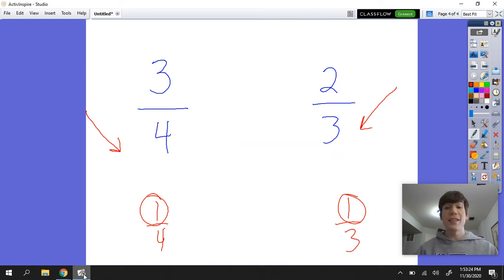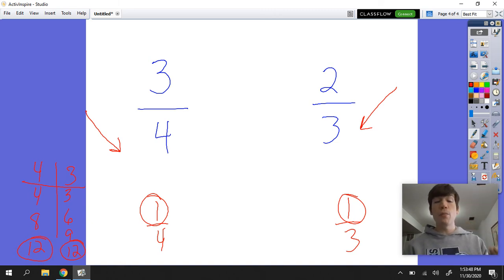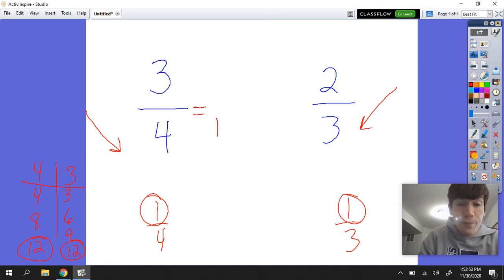Well, we could use the same idea by making common denominators. Just like we did before, if you make a fraction table, and you write down both of your denominators, I'm going to count by each of these numbers. So 4, 8, 12, 3, 6, 9, 12. There's my least common multiple, the smallest multiple that they have in common. So I'm going to change each of these into 12ths to come up with equivalent fractions.